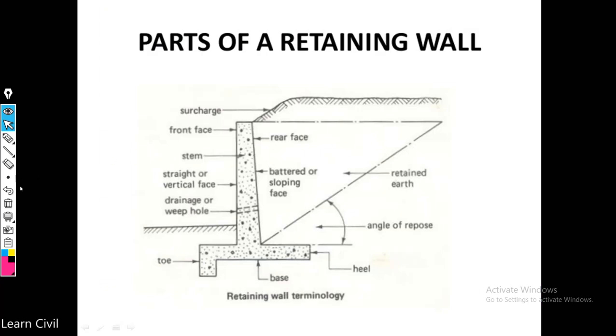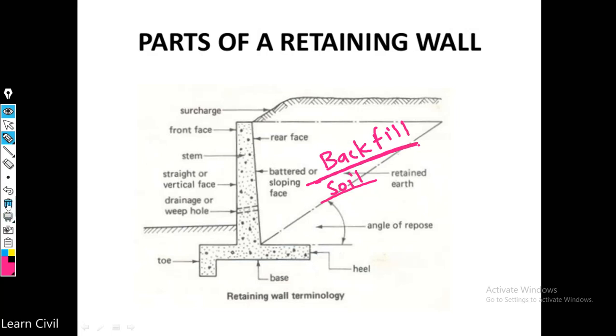One more part is there, that is drainage or weep hole. You can see here, drainage or weep hole. These are provided for drainage of whatever water is there. Here we will be having some backfill in this particular area, and this backfill will be made up of soil or rocks, etc.